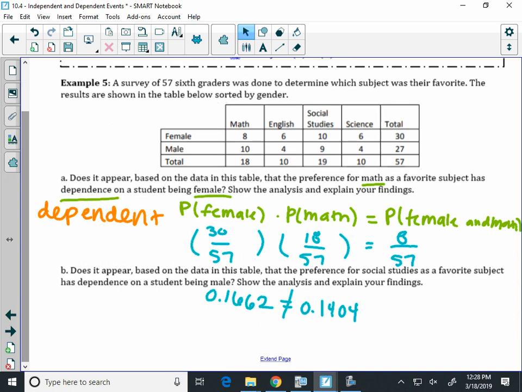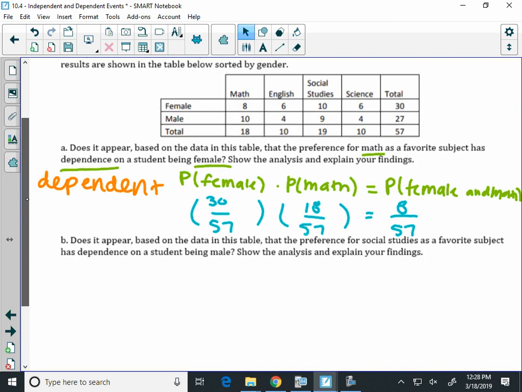Do one more. I'm going to erase this. Or two more, couple more. So take a look at the next one. Okay? It says, does it appear, based on the data in the table, that the preference for social studies as a favorite subject has dependence on a student being male? So we're testing for whether or not things are independent or dependent. So we're going to use that little formula. What two things are we determining are dependent or independent? What two things are we dealing with?